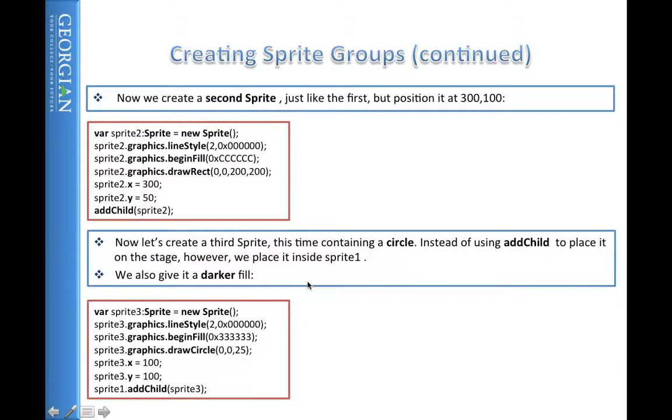Okay, now we're going to add a third sprite, and the third sprite is also going to have a line drawn into it and a circle, okay? And it's also going to have a position. But this time, I'm going to add this third sprite to Sprite1. How do I do that? I've already got a line on Sprite1, and now I'm going to put a circle on top of it as well, right?